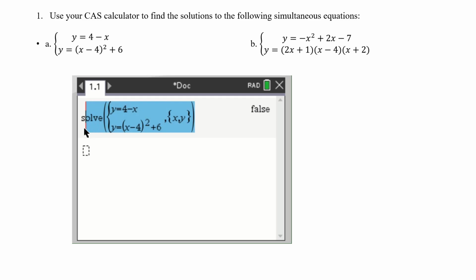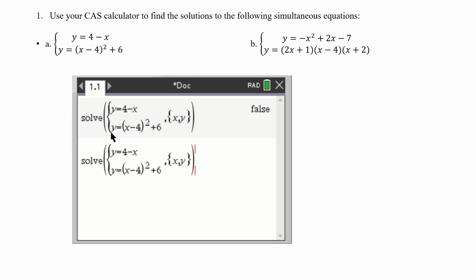Let's do the second one. To quickly do it, you can just copy it. If you press up twice and then you press enter, it will actually quickly copy it for you. That will save you some time. So the second one is negative x squared plus 2x minus 7. And the bottom one we have is 2x plus 1, x minus 4, and x plus 2.